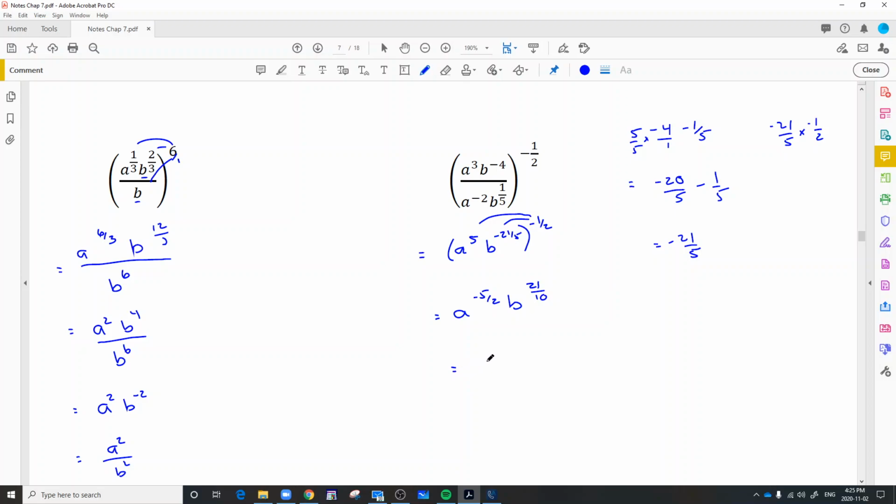And now I want to leave my exponents simplified and positive. So this a to the negative 5/2 is going to go to the bottom. So I've got b to the 21 over 10 all over a to the 5/2. And that would be my final answer.